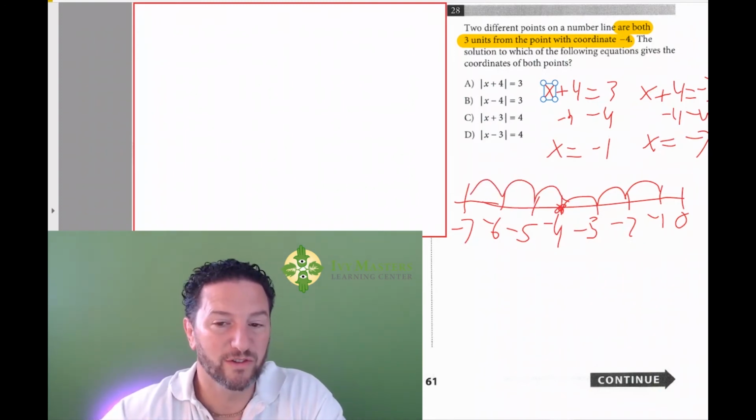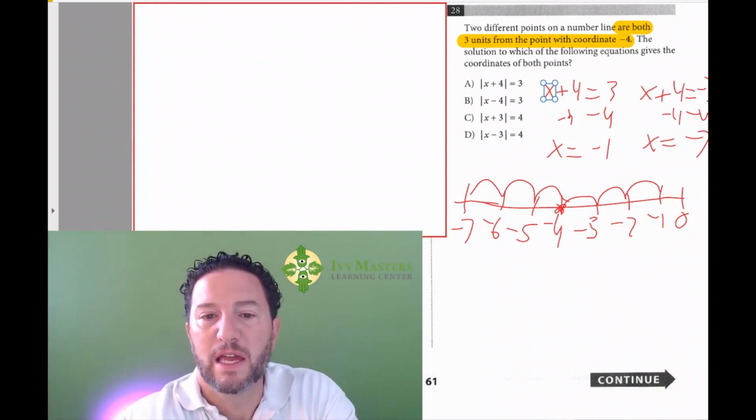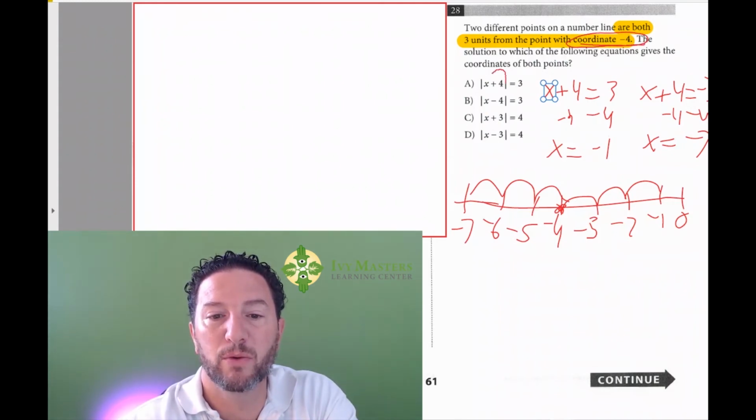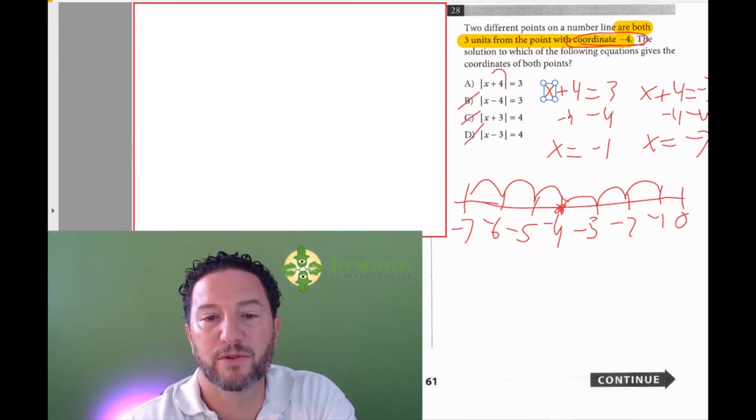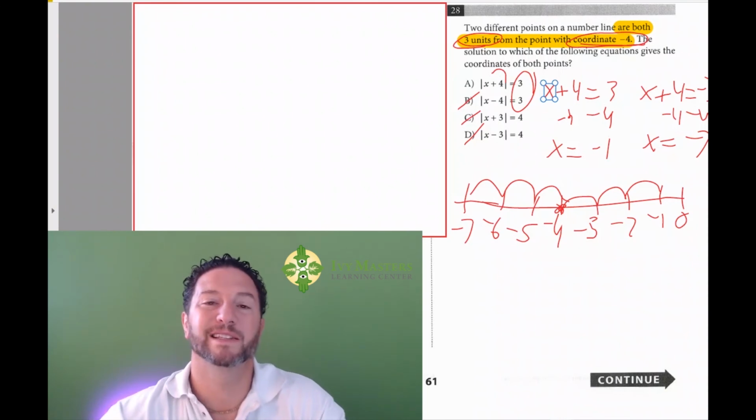Now, what's the shortcut? The shortcut is the following. If you're centered on the point -4, then the opposite is going to be within the absolute value. So just based on that, you know that the answer is A. And if it's got to be 3 units from a certain point, then you know it's got to equal 3, and you'd be able to narrow it down to A or B based on that.